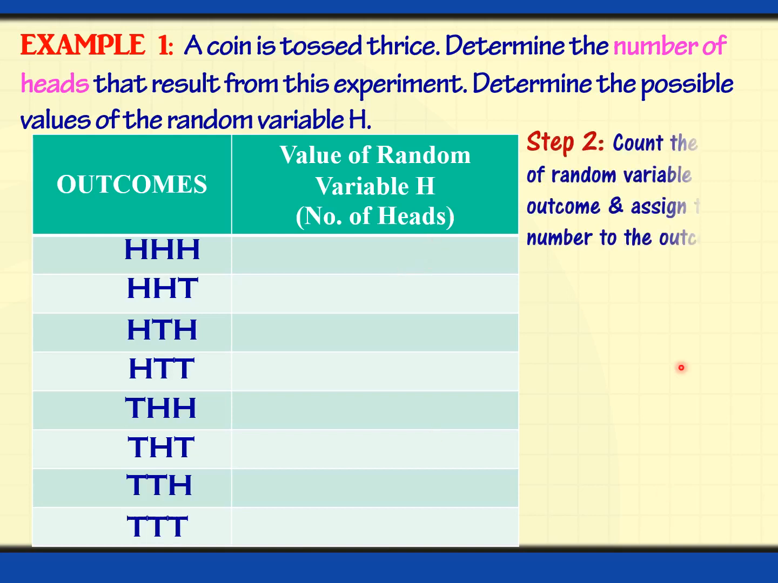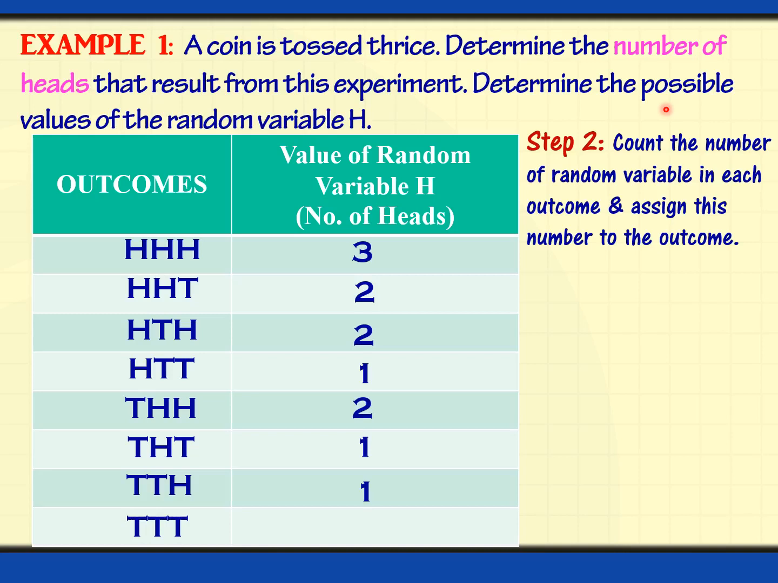So for step number 2, you're going to count the number of the random variable. Our random variable again is the number of heads. So count it in each outcome, and then we're going to assign a number to the outcome. So here on the first outcome, we have 3 heads, so we'll just write 3. On the second outcome, you have 2 heads rather. Same with outcome number 3. On the next one, we have 1 head, and then we have 2, and then 1, and then we have 1.